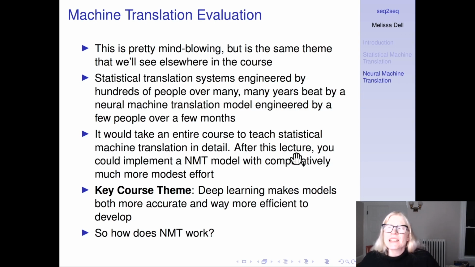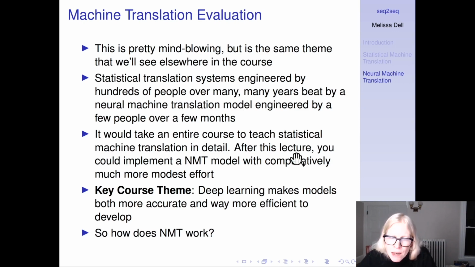So deep learning has actually made these domains that used to be incredibly specialized, where you had to have an enormous amount of knowledge to really work in them, because you had these rules, and then exceptions to the rules and exceptions to the exceptions, and it became this very complicated system, and turns it into something very straightforward. It would take me an entire course, if I knew anything about it, to teach statistical machine translation after this lecture. And if you had enough of a background in deep learning, you could implement a neural machine translation model with much, much more modest effort.